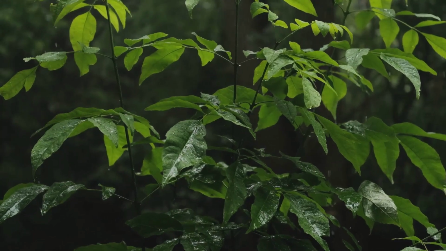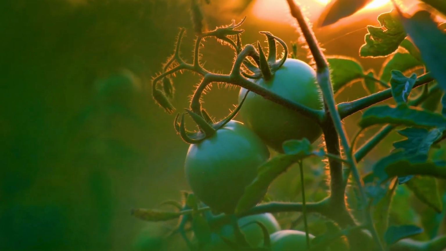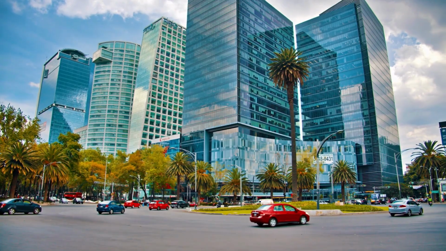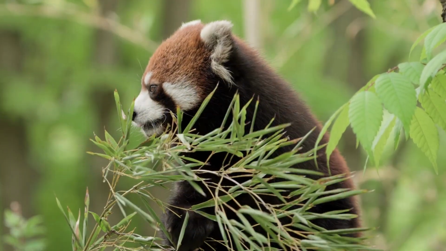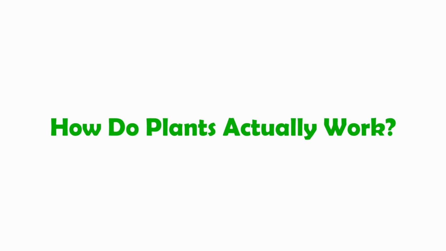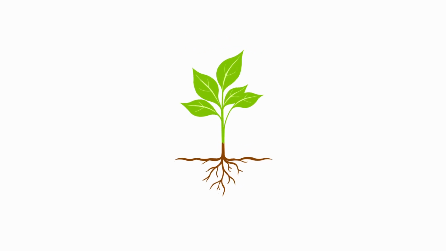Plants are everywhere around us. They grow our food, clean the air we breathe, cool our cities, and support almost all life on Earth. But have you ever stopped to think about how plants actually work? In basic biology, plants are divided into two main systems.